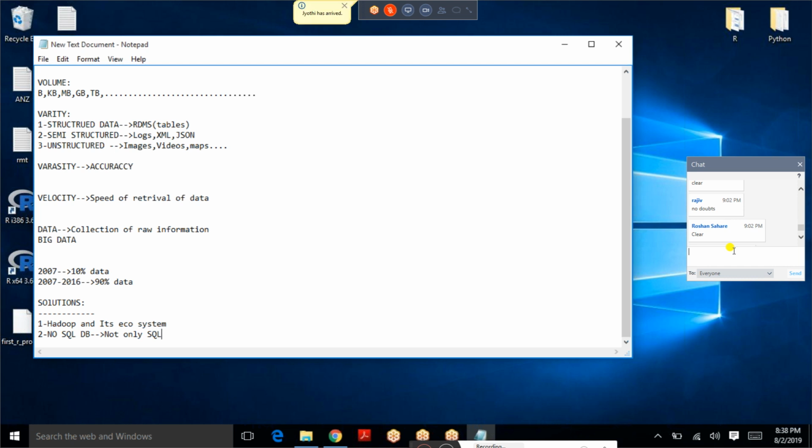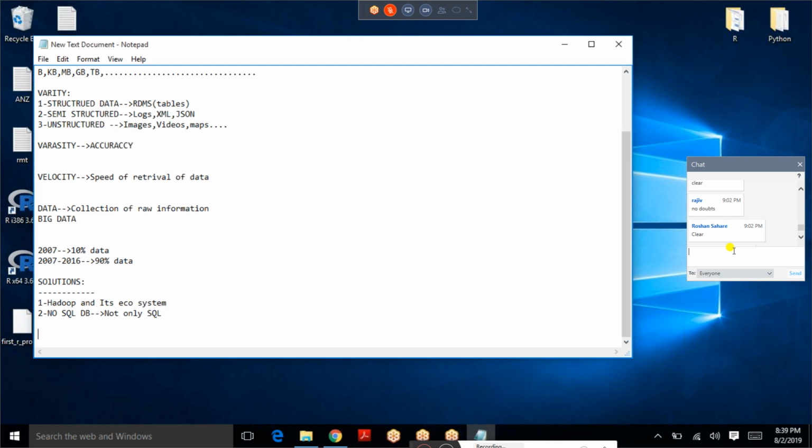So we have two solutions for our big data problems: Hadoop and its ecosystem tools, and the next solution is that we use NoSQL databases for that. So those are the two solutions for our major problem.